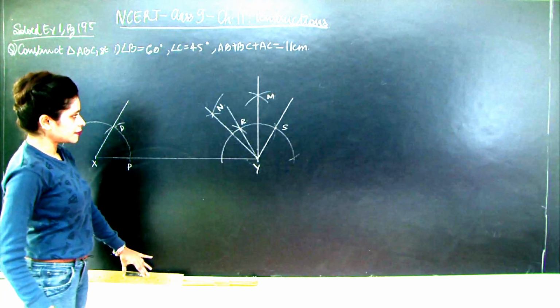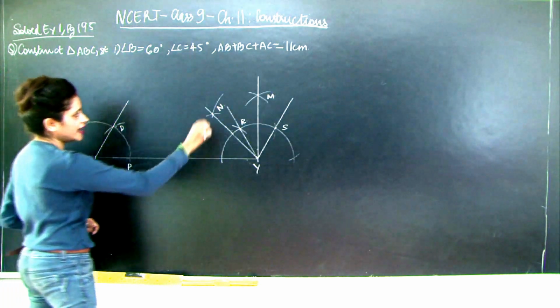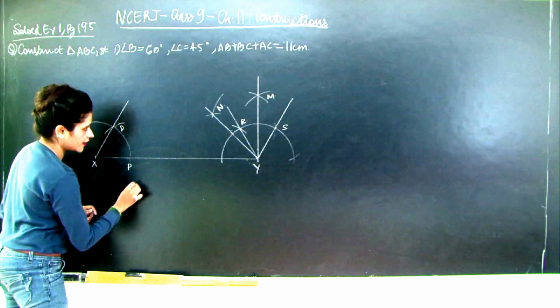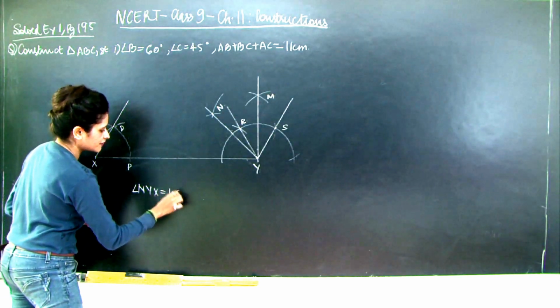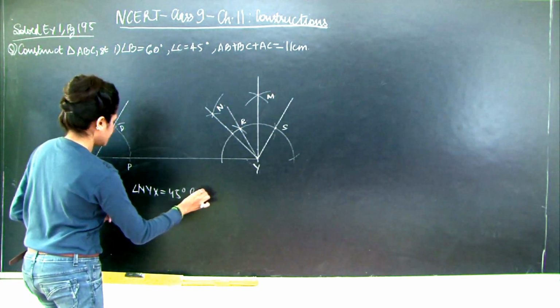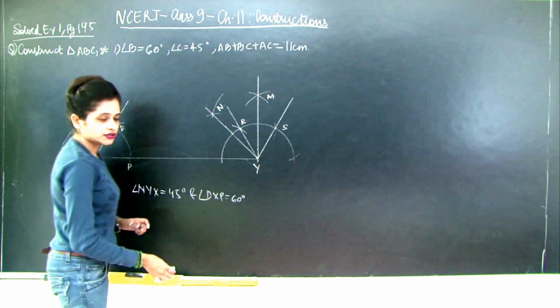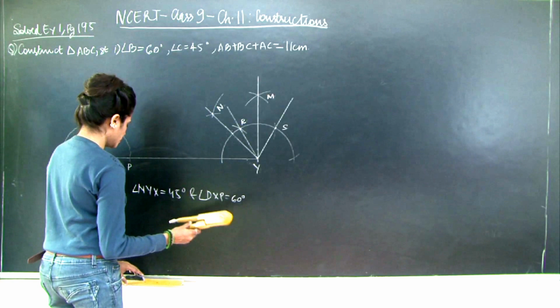Now the second step is that we need to bisect these angles. Which angles? You need to bisect DXY and NYX. So let's, for our reference, write that angle NYX is equal to 45 degrees and angle DXP is equal to 60 degrees. Now second step would be to bisect these angles. So how do we bisect these angles?